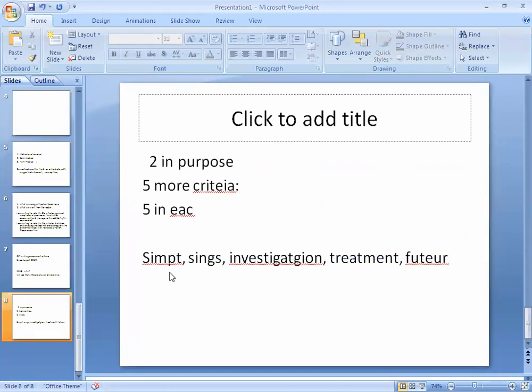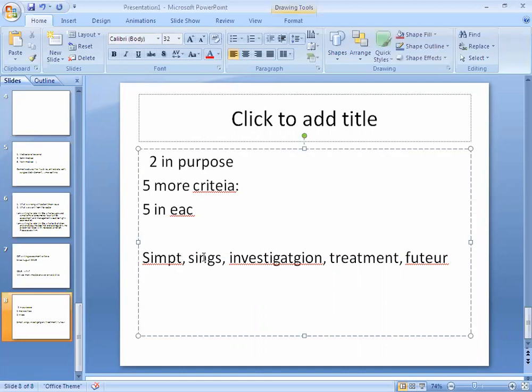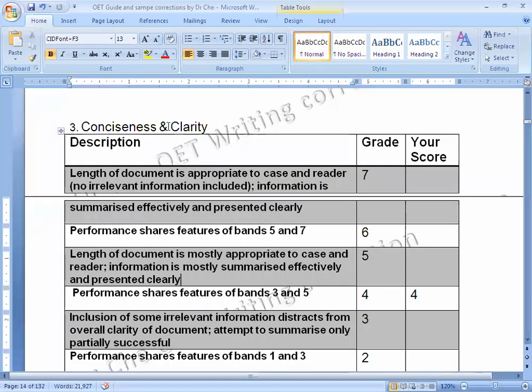Okay, so these are the things that we usually need to organize. First symptoms: patient presented with this and this, and on examination patient had this, and investigation showed this, and treatment was given this. But we need to join similar information. I'm just telling this as an example. Okay, so conciseness and clarity. Length of document is appropriate to case.